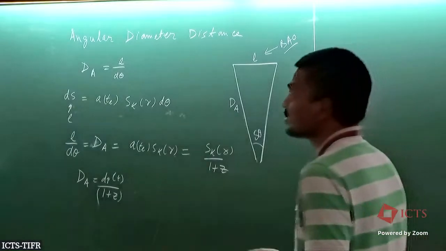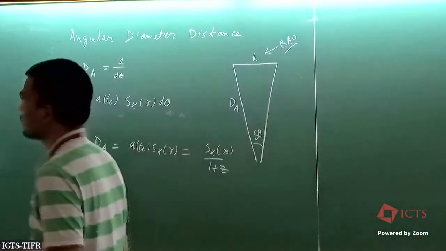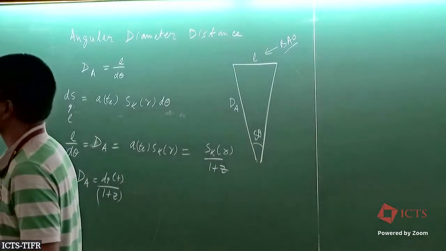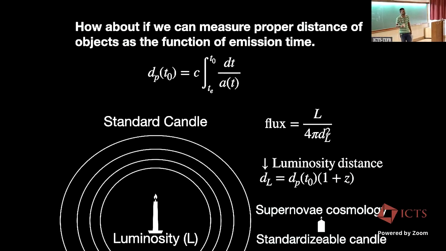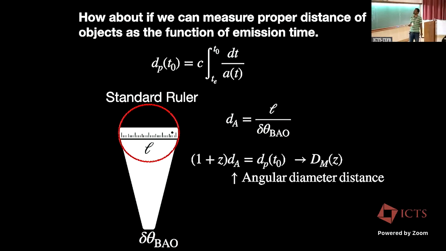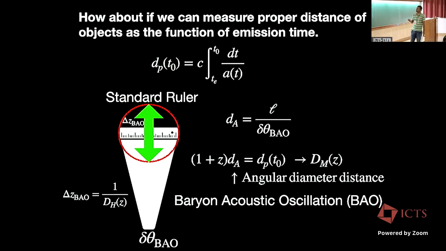So this is just the same thing in terms of slides. If you have a standard candle, and you define the proper distance, you can measure the flux, which will be related to luminosity distance in this manner. This is what supernovae and standardizable candles are. And then, in terms of angular diameter distance, if you know the standard ruler, which is BAO, you can measure the angular diameter distance, L over theta BAO, which is related by a 1 plus z factor again.